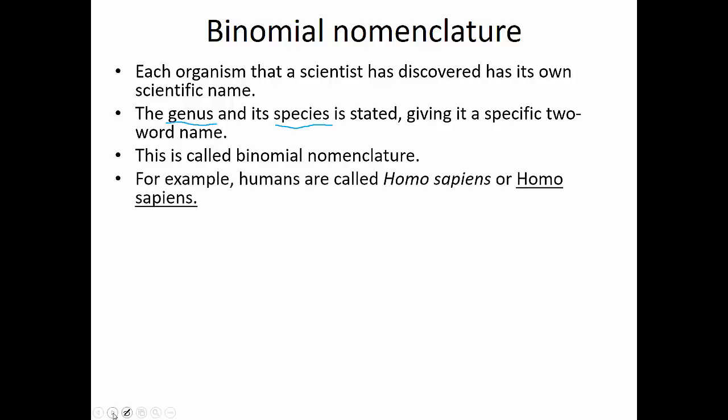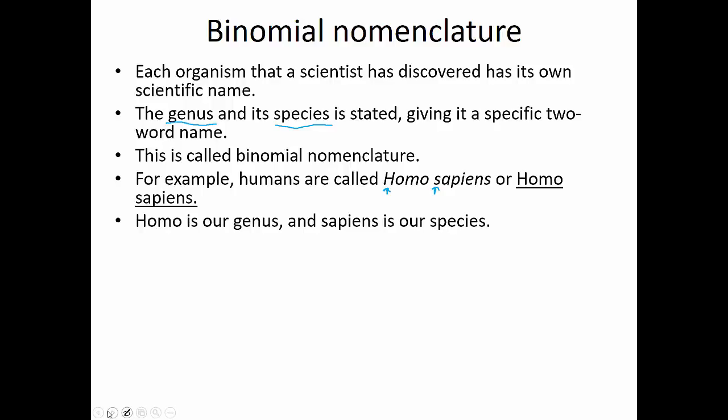For example, humans are called Homo sapiens. Notice how this is written. This is italicized or it's written with an underline. Also notice that the first letter of the first word is capitalized, but the first letter of the second word is not. Okay? Homo is our genus. Sapiens is our species. So we are Homo sapiens.